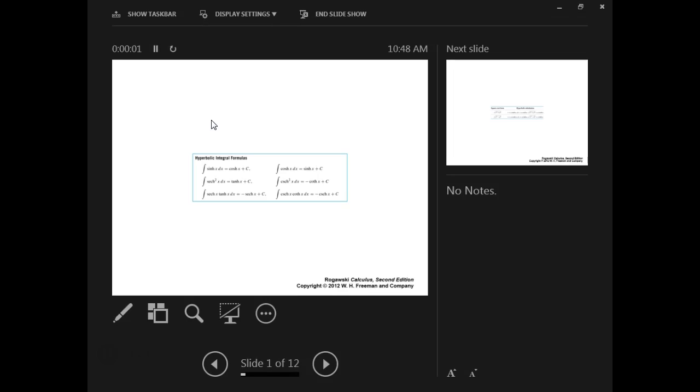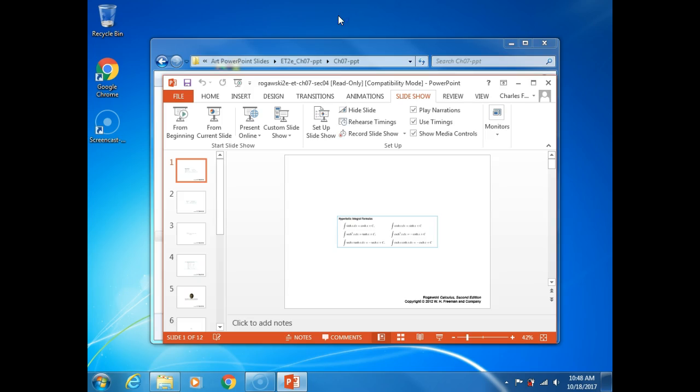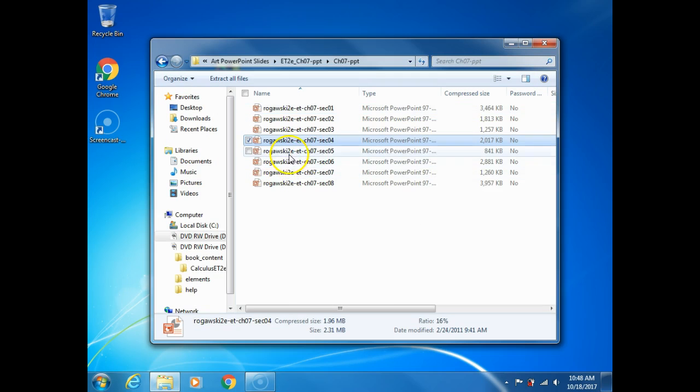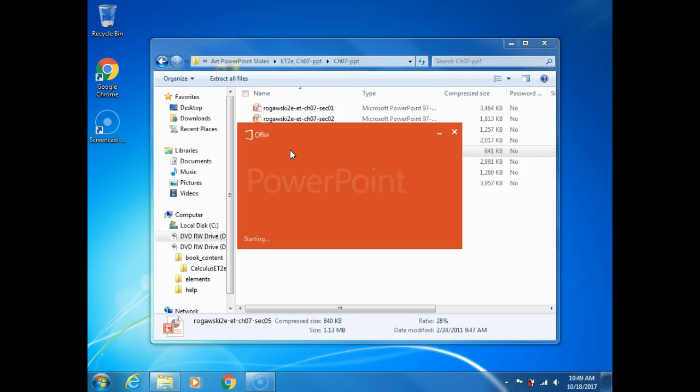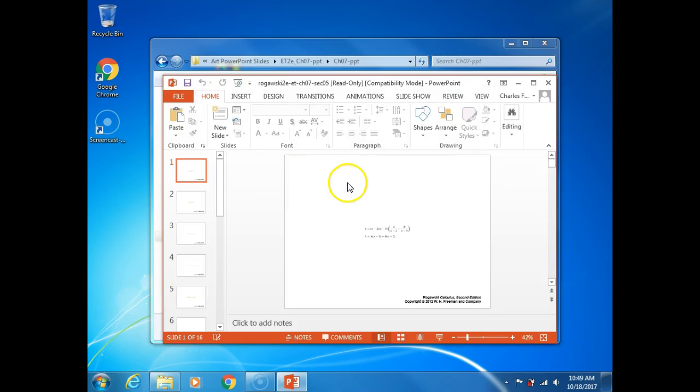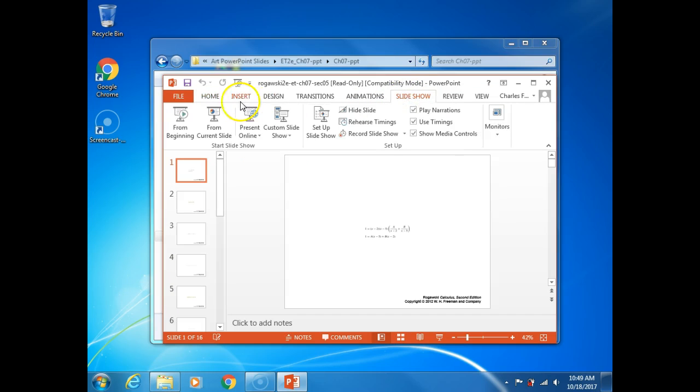All right. What did I just do? I must have gone back to the same one I was in. Oh, I know what happened. It didn't close out all the way. There it goes. Let's move to 7.5. All right. This one. I wondered why it was already from current slide.